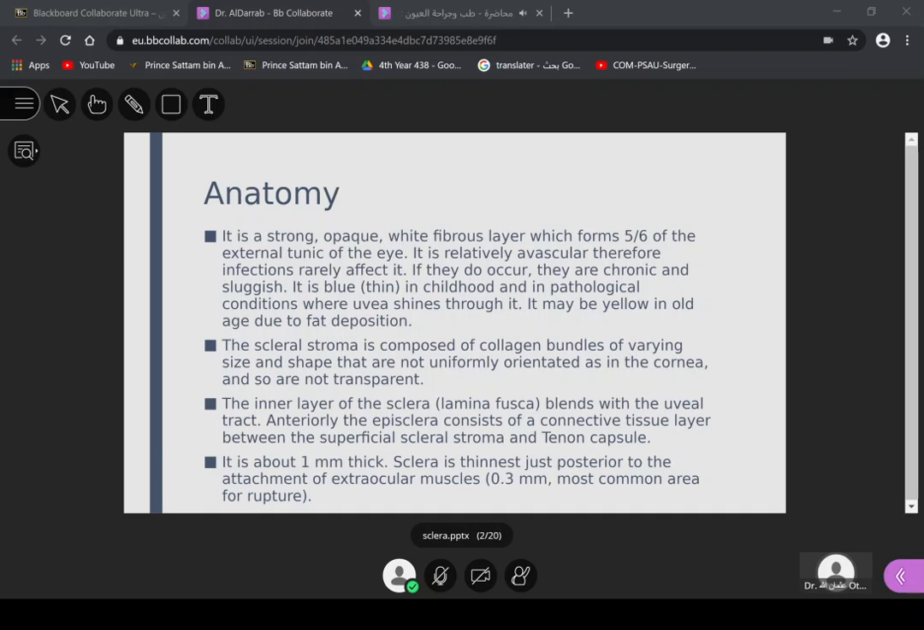The sclerostroma is composed of collagen bundles of varying size and shape that is not uniform. This is very important. This is the difference between sclera and cornea. The collagens, as we mentioned, are not uniformly oriented in the sclera, but they are uniformly oriented in the cornea. That's why the cornea is transparent, and that's why the sclera is not transparent.